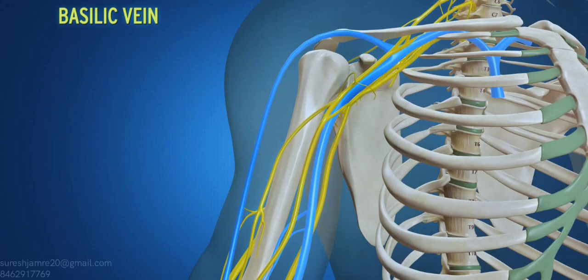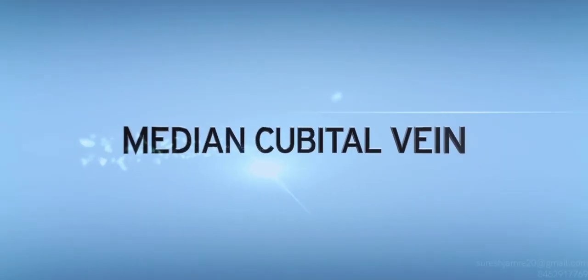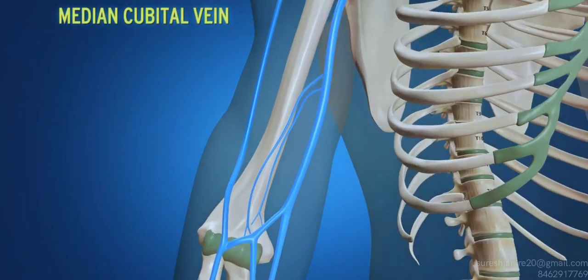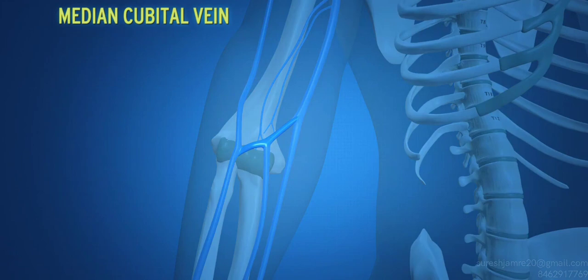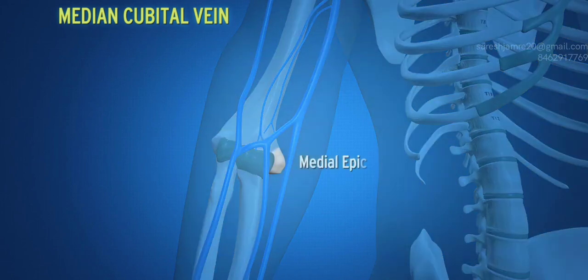Basilic vein is accompanied by the posterior branch of the medial cutaneous nerve of the forearm and the terminal part of the dorsal branch of ulnar nerve. Median cubital vein. It is the largest communicating vein that shunts the blood from the cephalic vein to the basilic vein. It begins from the cephalic vein 2.5 cm below the bend of the elbow and runs obliquely upward and medially and ends in basilic vein above the medial epicondyle.